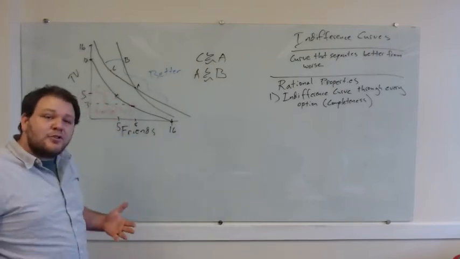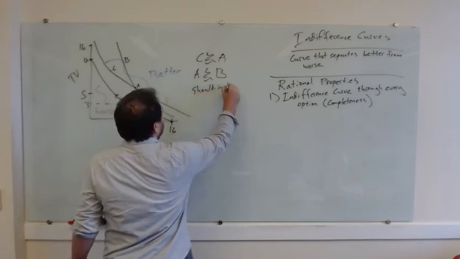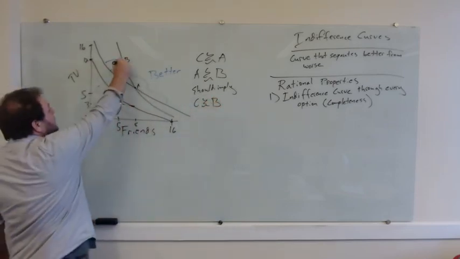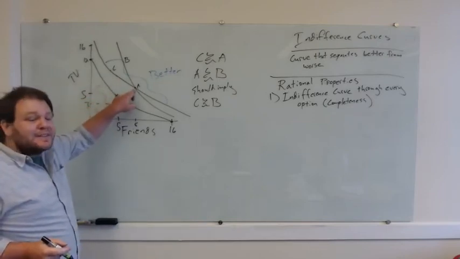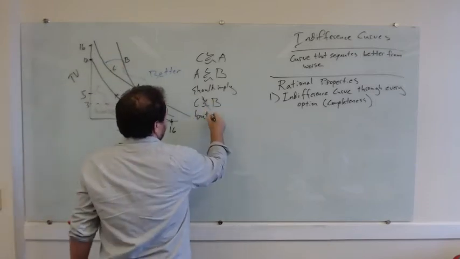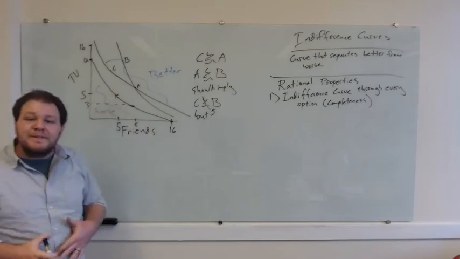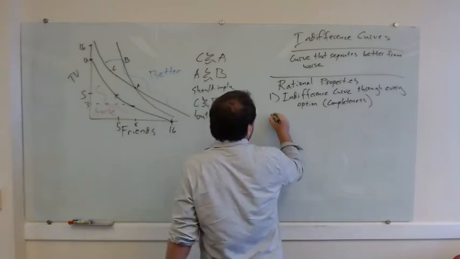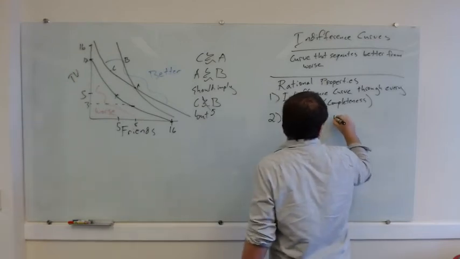Well, if our preferences are transitive, this should imply that C is at least as good as B. But B is on a higher indifference curve than C. If we look here, even though they both are on the same indifference curve as A, B is above C. But this is not true. So if we have indifference curves that cross, our preferences are violating transitivity. Our preferences aren't going to be consistent with each other. So our second property: indifference curves never cross each other.